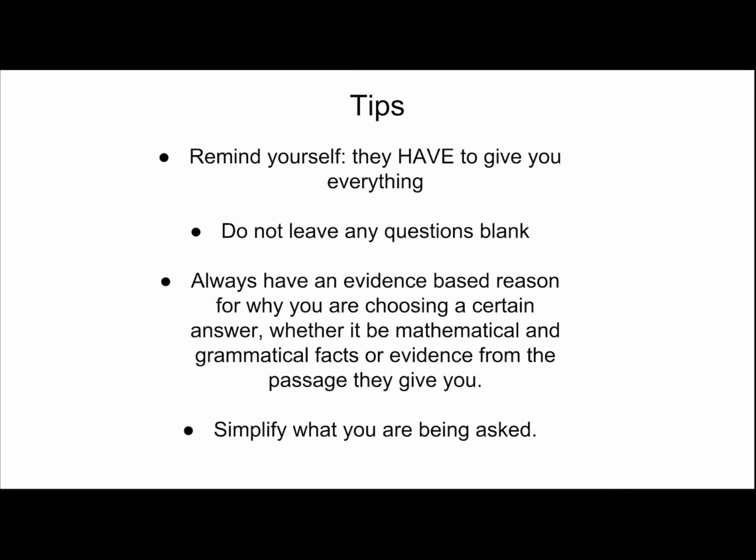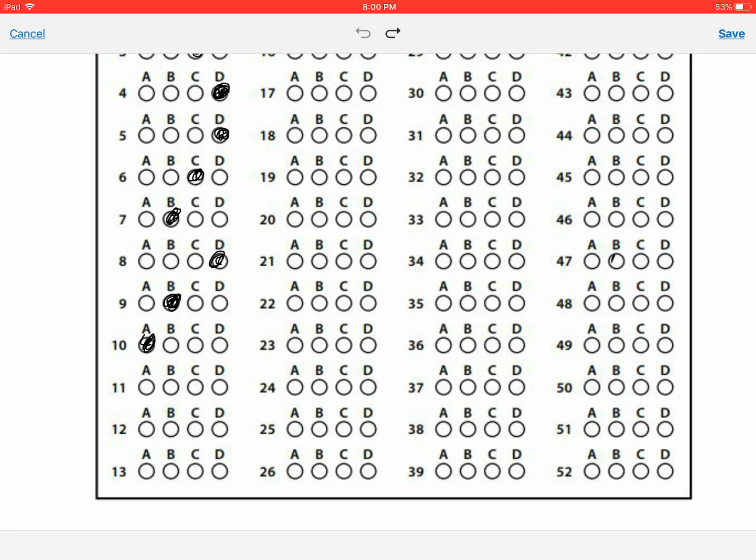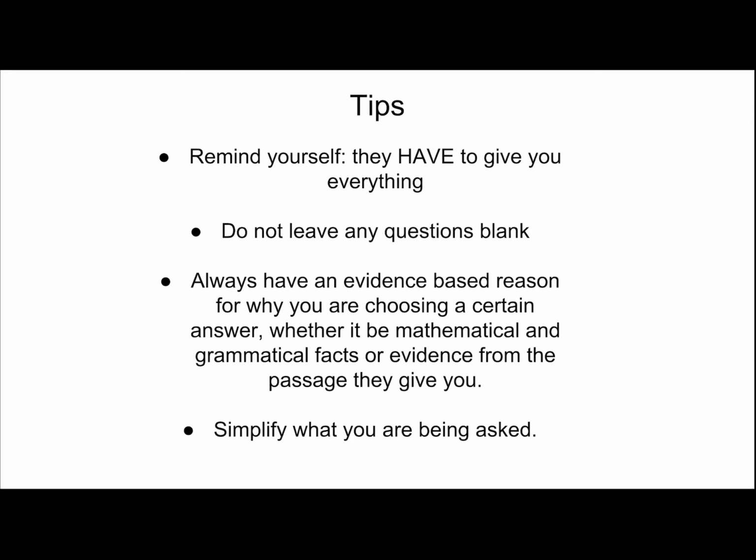Instead of bubbling in random bubbles, bubble them in a row. So let's say that I couldn't answer 47 through 52. I'm not gonna just bubble in random bubbles. Bubble a whole row, because this is gonna increase your chances of getting a question correct, right? If you do it randomly, there's also a chance that you're gonna get it right. But if you do a whole row, there's more of a chance you're gonna get it right. So do not ever leave a question blank.